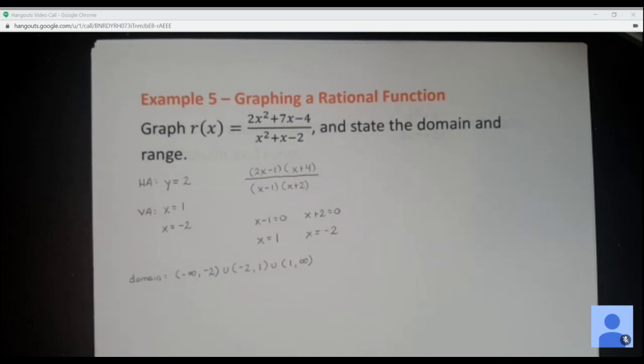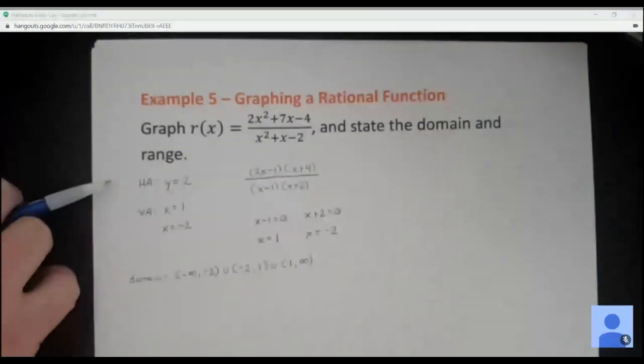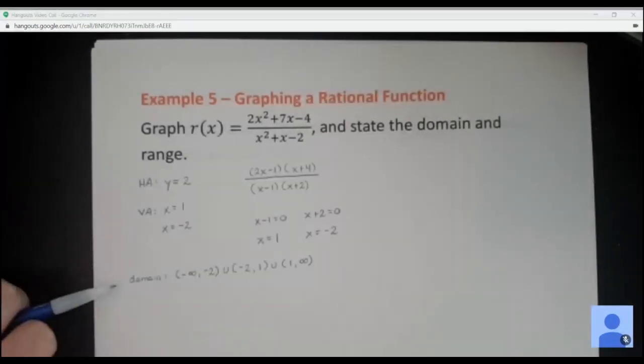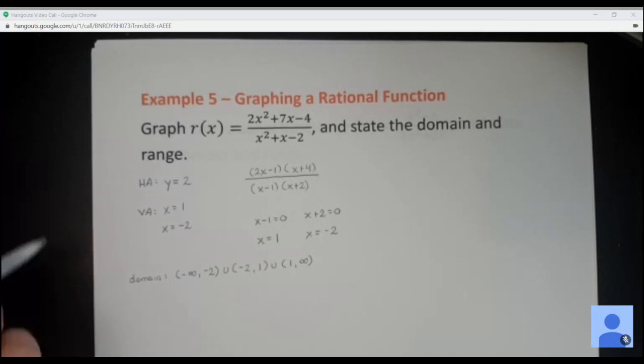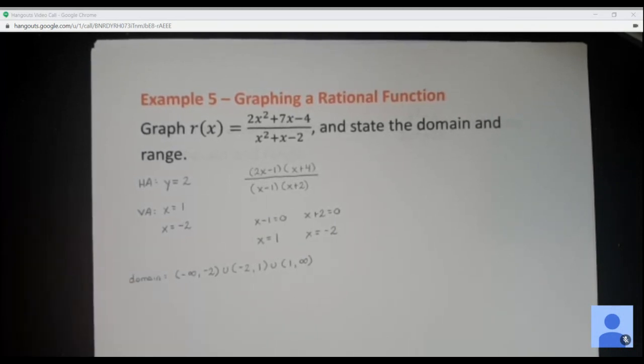Now, range, I'm never going to ask for, right, for a test or anything like that. So you can look at your graph, and we'll do that together just to kind of get an idea of what the range is. But as long as you can find the horizontal and vertical asymptotes, find your domain this way by just looking at those asymptotes, those are the main things I'm going to ask for. So any questions on that?